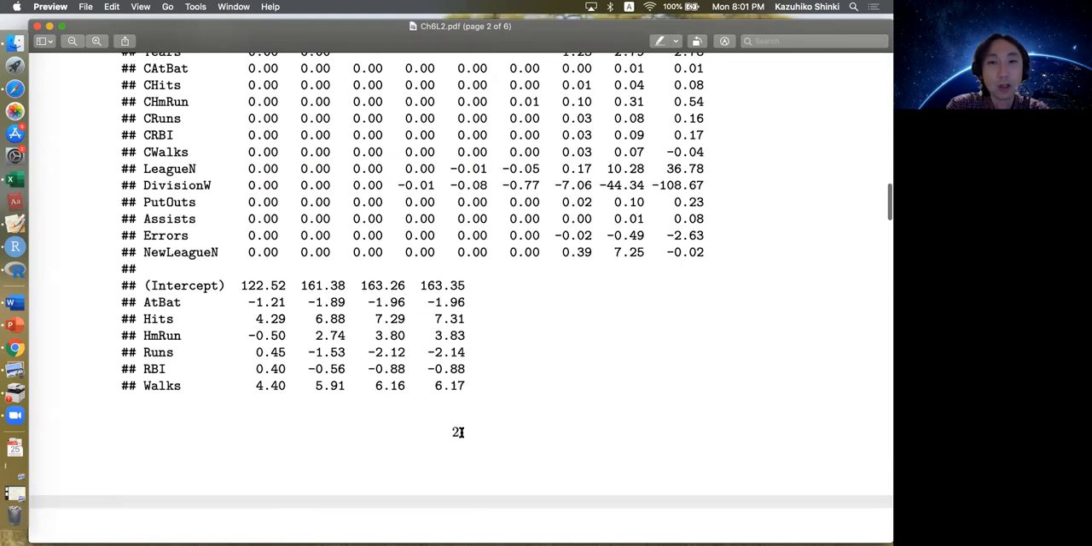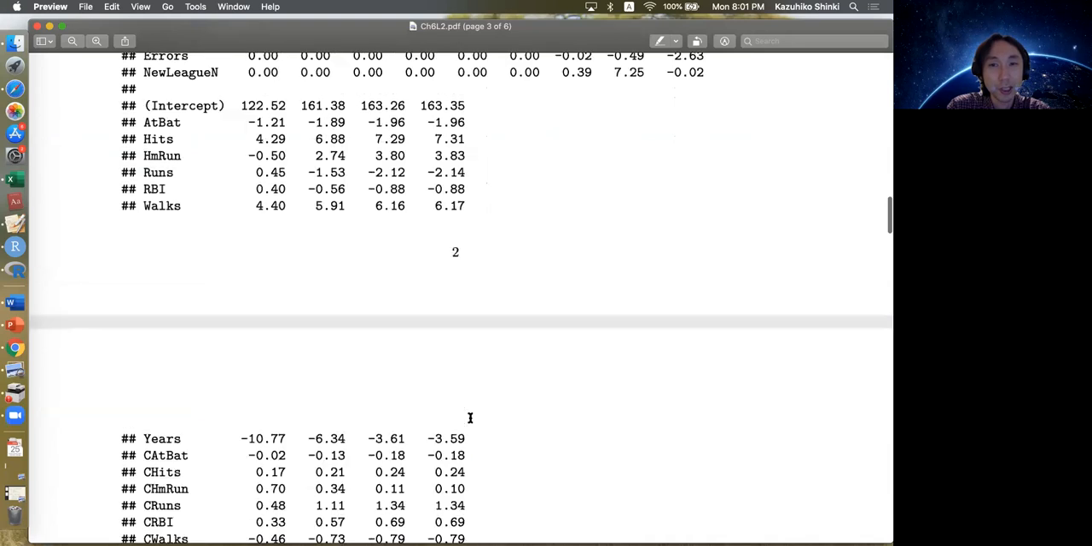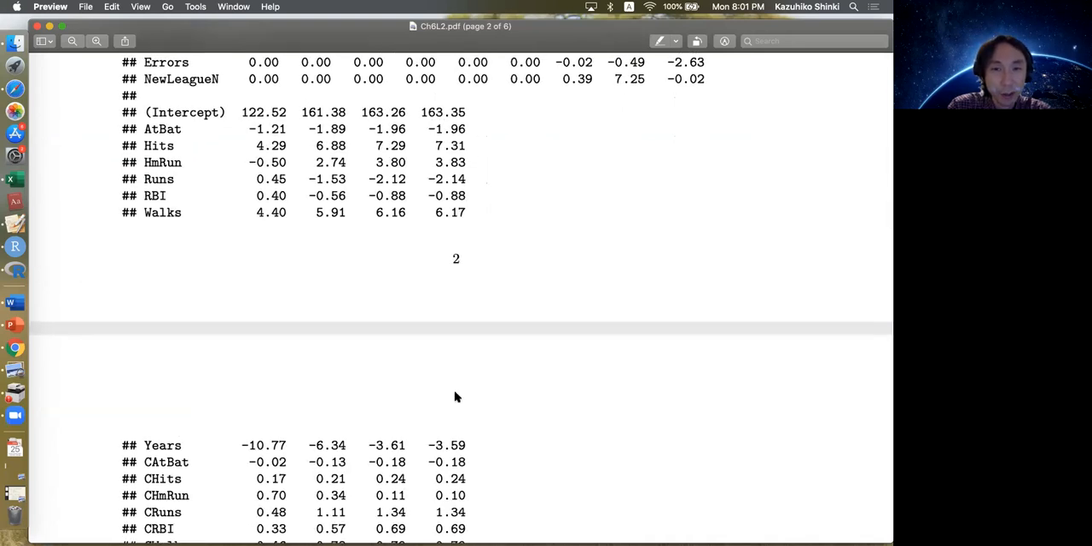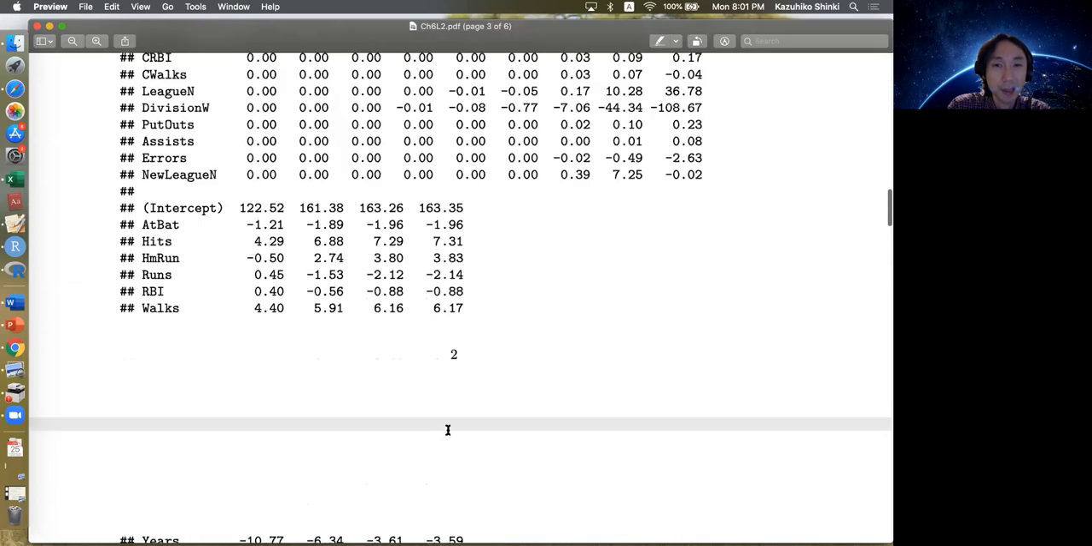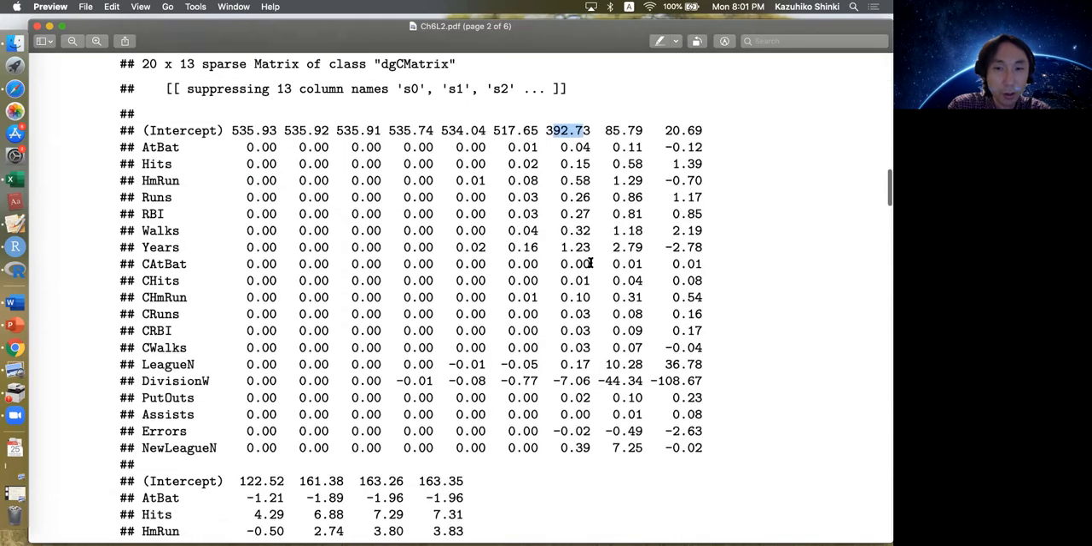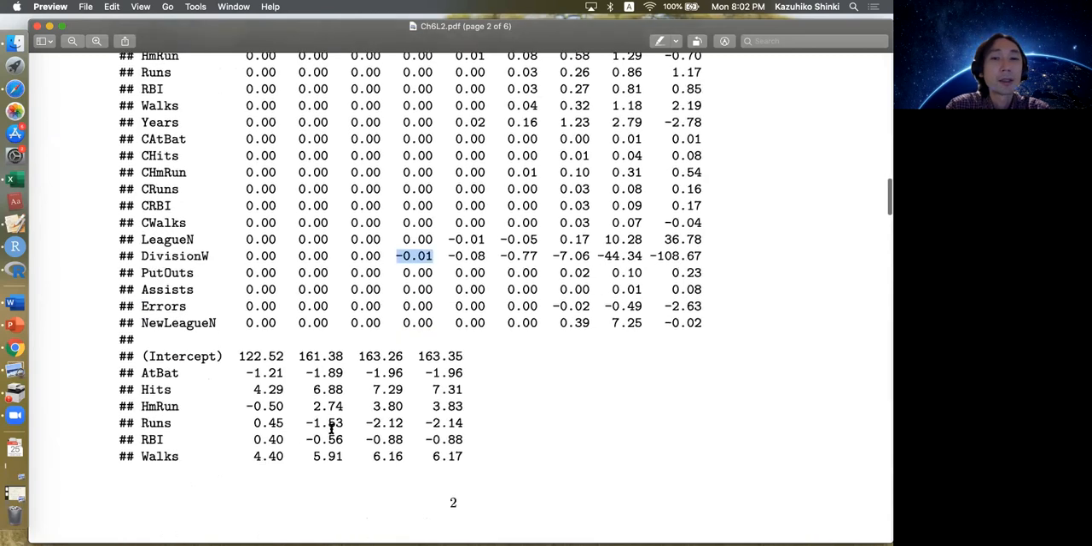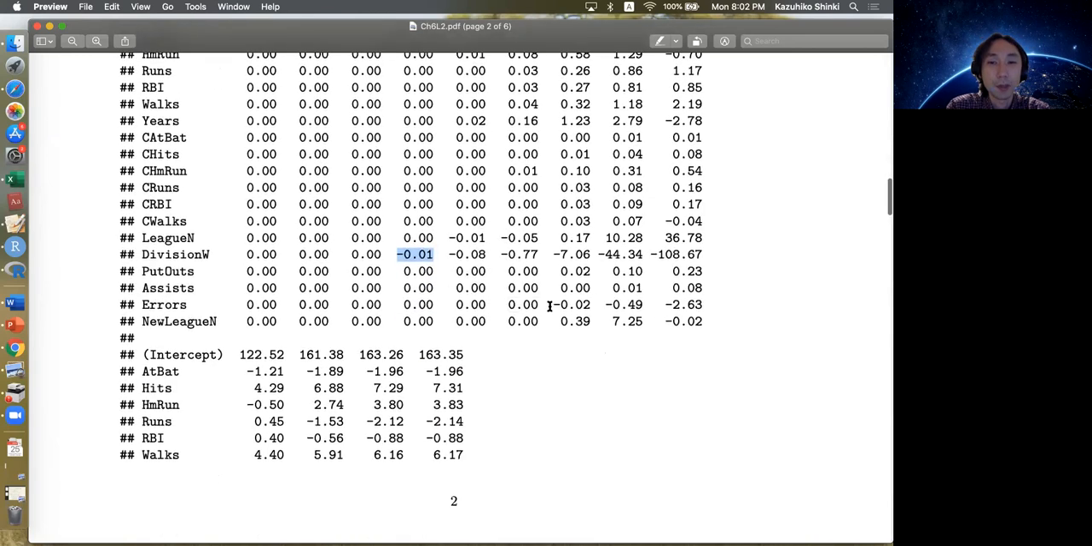So when lambda is small, it approaches the usual linear regression result, so most coefficients are non-zero. As lambda gets larger, all coefficients get to 0. Probably this division W, I don't know what that means, is the most significant predictor. Even with large lambda, the coefficient is constantly negative. So yeah, more important information.